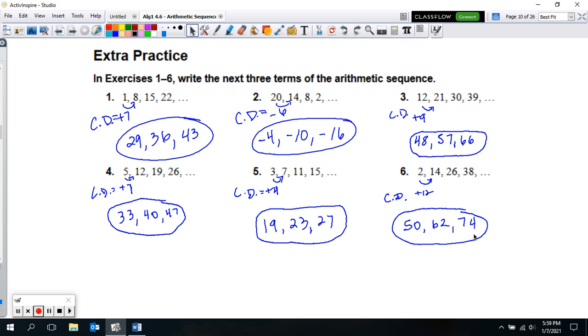All right, so hopefully that should have been fairly easy for you to do. They obviously do get harder from here. This is probably one of the easier parts of the lesson. All right, let's move on to the next section.